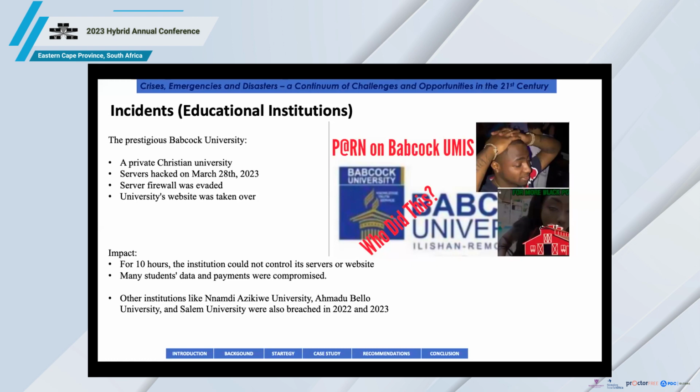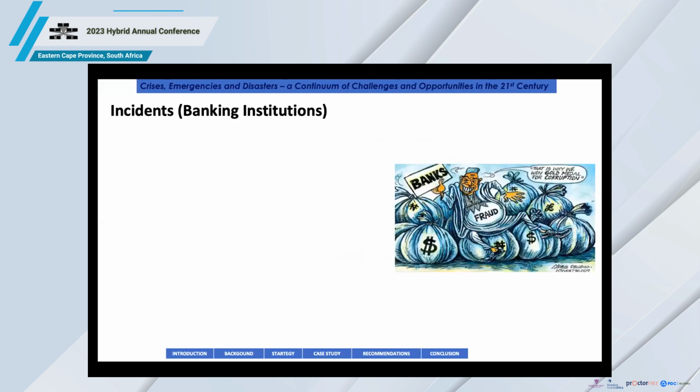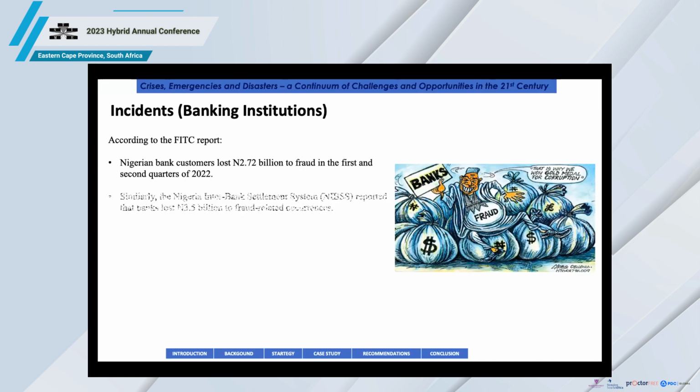And other institutions that followed the same route, with almost the same kind of attack, include Nnamdi Azikiwe and Ahmadu Bello University, which were all breached within the same time frame as well. So moving on from the educational institutions back to banking institutions, which are a very high target in the country. According to the FITC, an enormous loss of almost $3 billion due to fraud was recorded in the second quarter of last year.